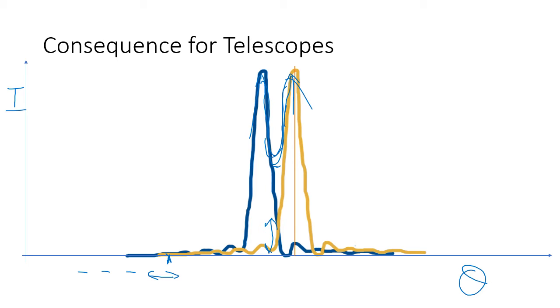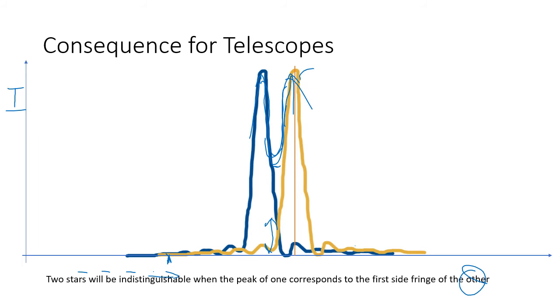And they do that where the peak of this one, see the peak there, lines up with the peak of the first fringe of the other one. Okay, so that's what that red line I've just drawn is indicating. Peak of one lining up with the first side fringe of the other. So there that is written out. Two stars will be indistinguishable when the peak of one corresponds to the first side fringe of the other.